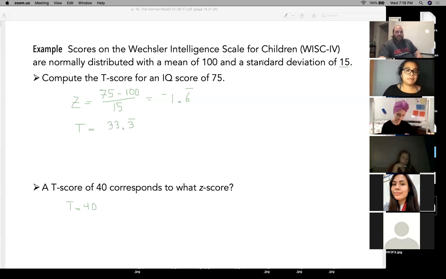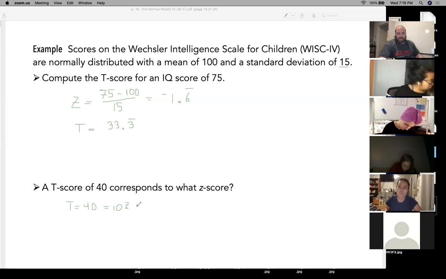Now, what if the t-score was 40 and someone says, oh, that's a great t-score. What was your z-score? So let's work backwards. We know that t in general is what formula? It's 10 times z plus 50, correct?